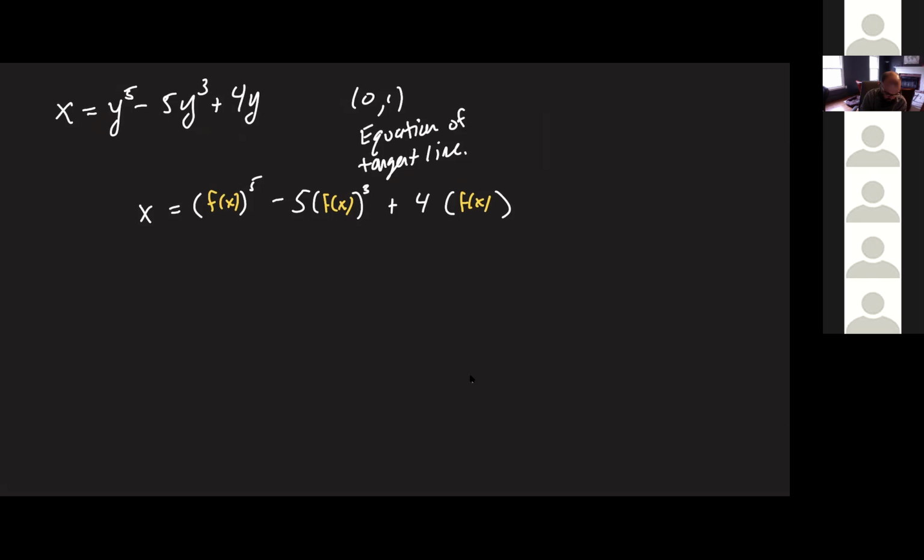So I'm going to go ahead and take our derivative. We get 1 is equal to 5 times f of x to the 4th times f prime of x, minus 5 times, so this would be 15 times f of x squared times f prime of x, plus 4 f prime of x. Okay. So far, so good?